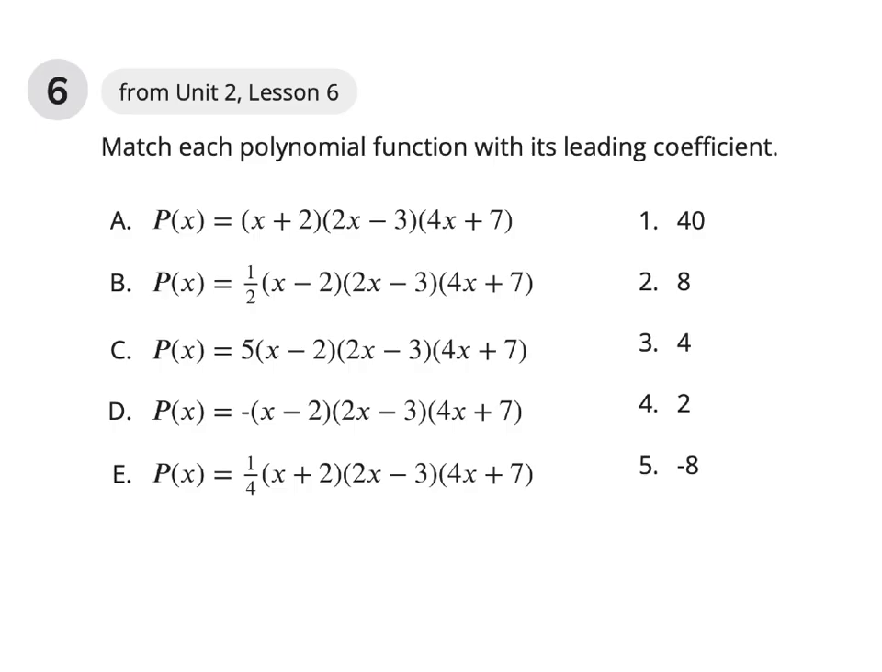Okay, match each polynomial with its leading coefficient. All right, so the leading coefficient in A is 1. This is 2x, 1x, and 4x. 1 times 2 times 4 is 8, and I only had to worry about that. So A goes with 2. Okay, 1 here. 1 times 2 is 2 times 4 is 8. But don't forget about this 1/2. Multiplying by 1/2 gives us 4. Okay, 1 times 2 times 4 is 8. But this 5 out here makes it 40.